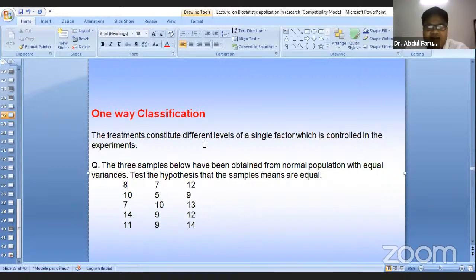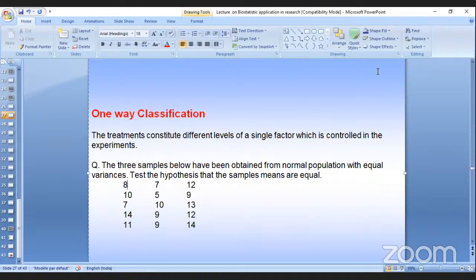Can you please repeat the question? Yes, sir. How to do one-way ANOVA analysis with two treatments and three dose levels in each treatment?